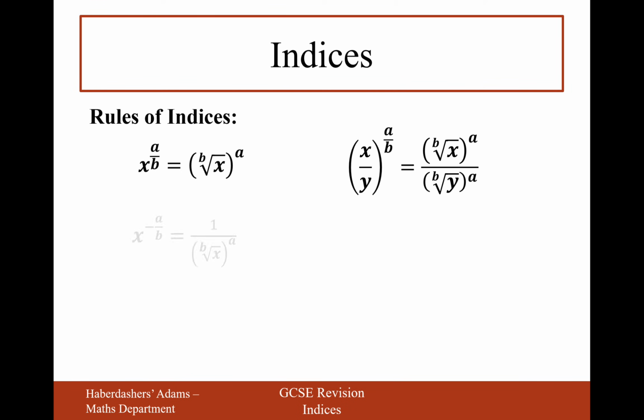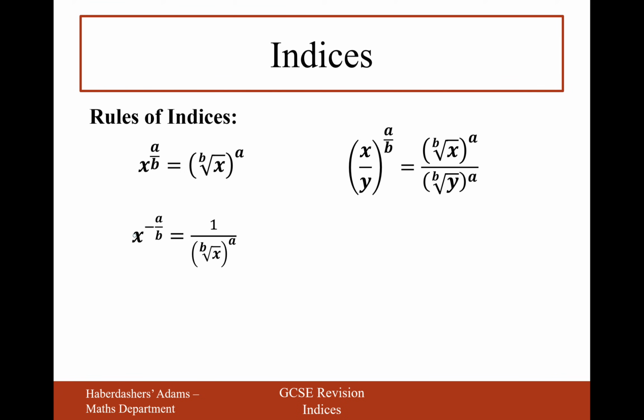If there was a negative on your power, then you wouldn't make the answer negative, but your answer would be turned into a fraction. It would be 1 over the bth root of x to the power of a. So it's a three-step process really. The first bit would be the negative, that creates the fraction. Then you do the bth root, then you do to the power of a.